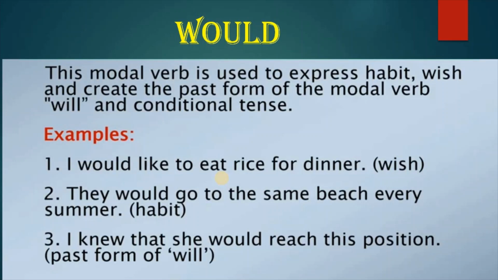They would go to the same beach every summer. Here, would is used for habit. Third one, I knew that she would reach this position. Here, would is used to show the past tense of will.